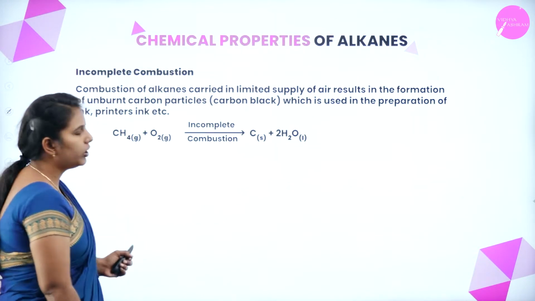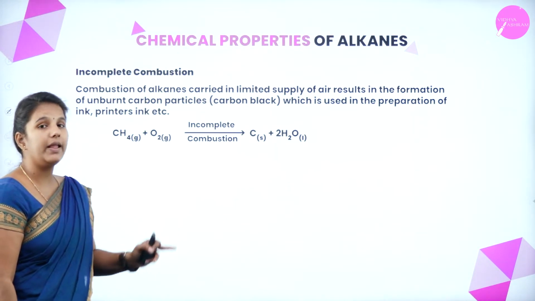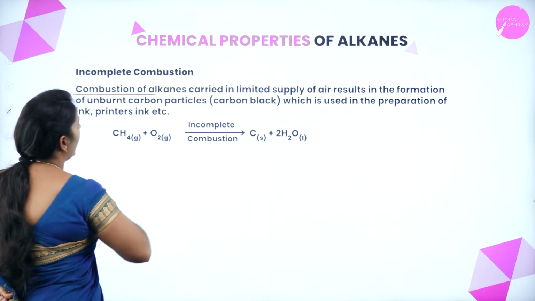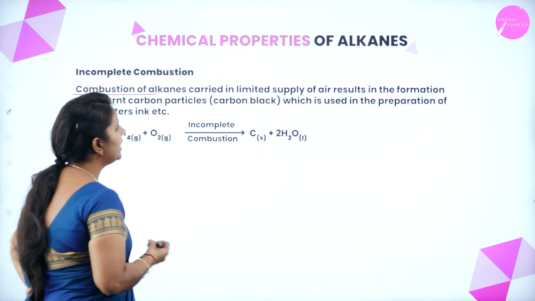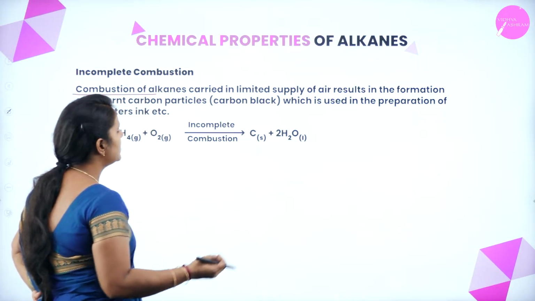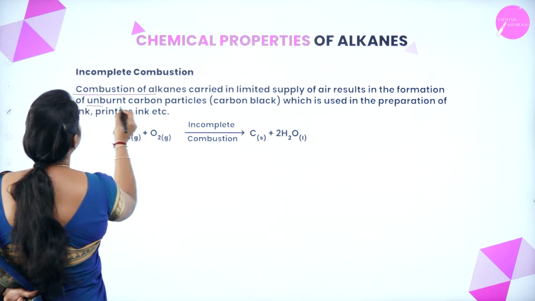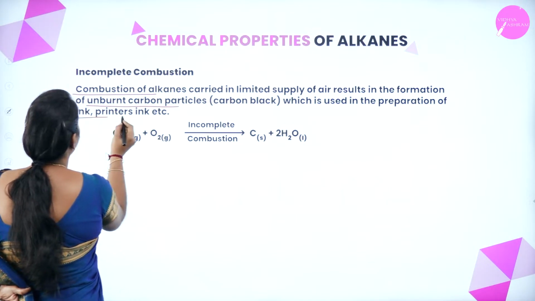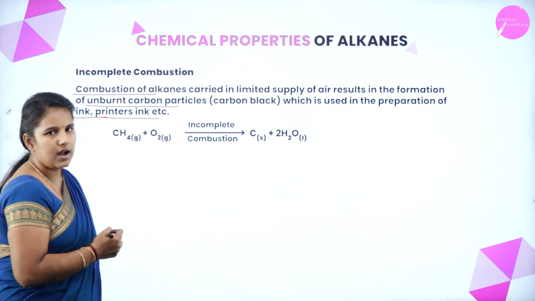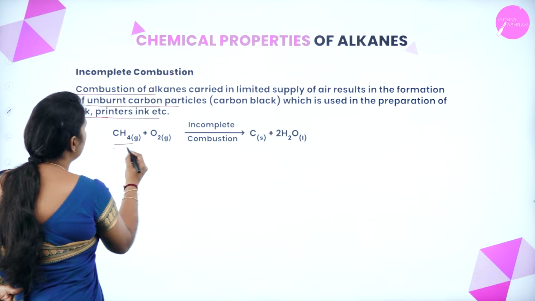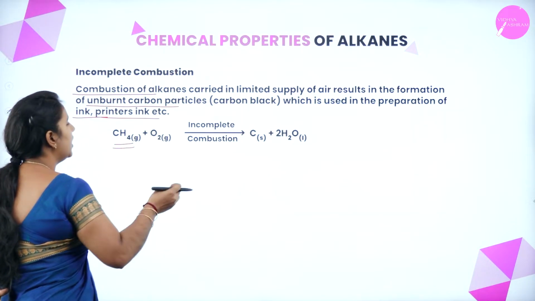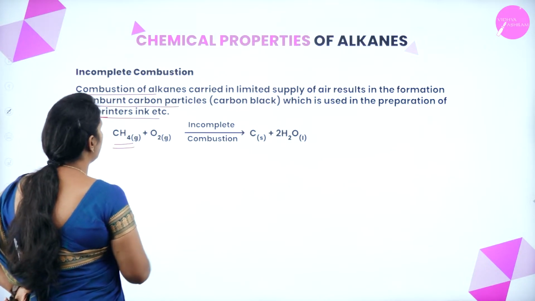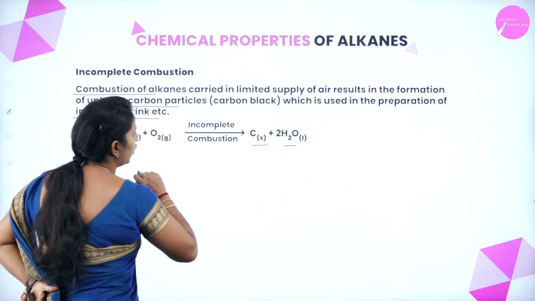And there is one more combustion known as incomplete combustion. What does it mean? Let's see now. The combustion of alkane carried out with a limited supply of air results in the formation of unburned carbon particles, which are used in the preparation of ink, printers, etc. You can see that I have taken methane which has been heated with a limited quantity of air, which undergoes incomplete combustion to form carbon and water molecules.